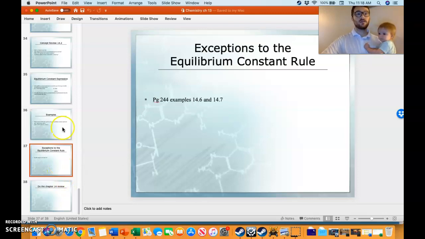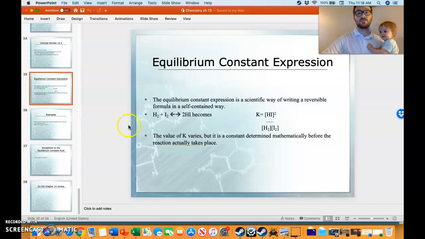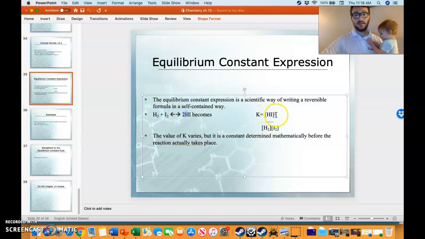And of course, there is the equilibrium constant expression, where you write the products over the reactants, and you write the coefficient as the exponent. And K is an experimentally and mathematically determined constant, which you don't really need to use. You just need to know how to set it up.